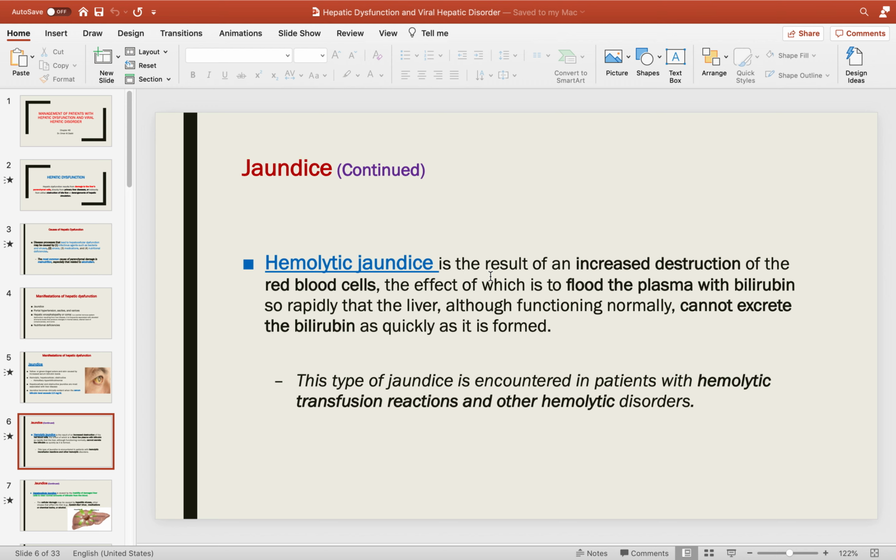Hemolytic jaundice, I already explained this before. It results from increased destruction of the red blood cells. There is rapid destruction of red blood cells, so the liver, although functioning normally, cannot excrete the bilirubin as quickly as it is formed. There are different causes that lead to destruction of the red blood cells. One of these may be a hemolytic transfusion reaction or another type, and because of that the liver is unable to excrete this increased amount of bilirubin.